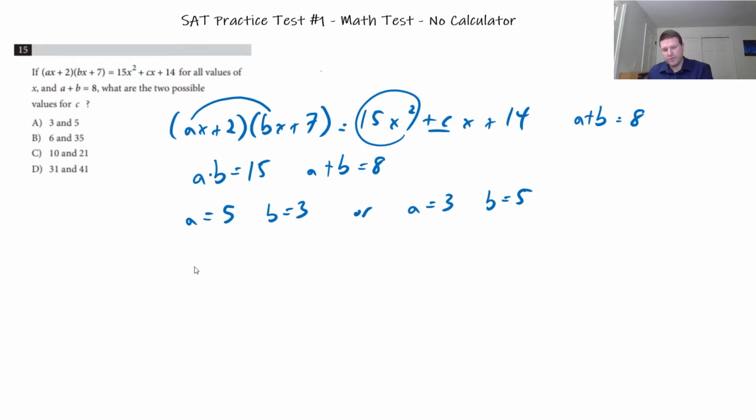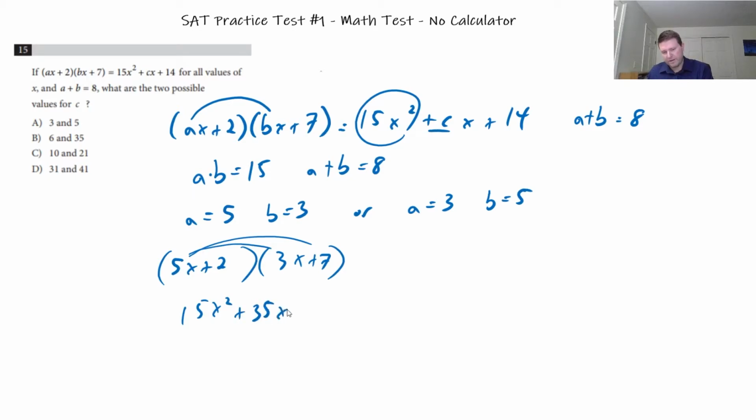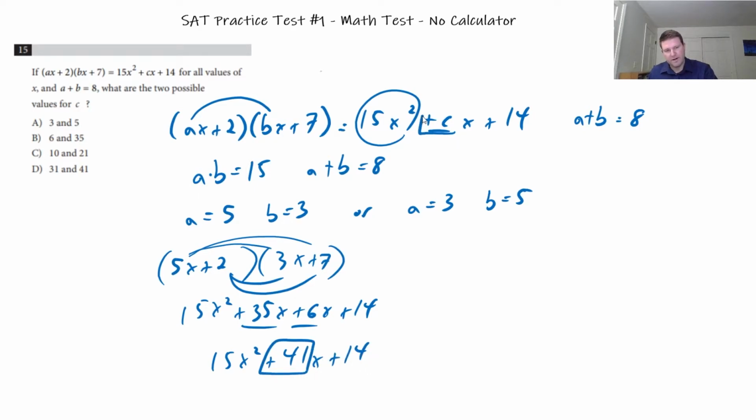So what you're going to do is plug in each scenario and FOIL them out. And you can actually stop early, which I'm going to show you guys, but for the sake of completion, I'll do both of them out. So again, a is 5, b is 3, start FOILing. And then you get 15x squared plus 35x, and then plus 6x, and then plus 14. So combine those middle terms and you get 15x squared plus 41x plus 14. And this is our first c value, right? Because it's on what's called the linear term, so it's the x value. So c could be 41, that's one possibility.